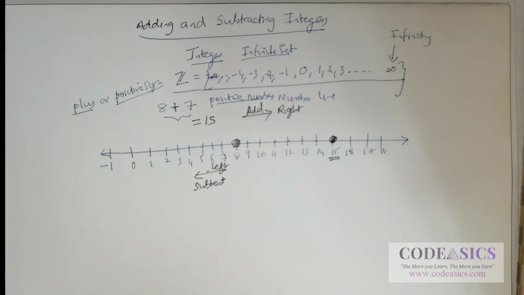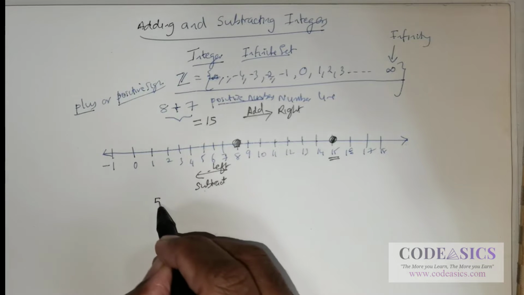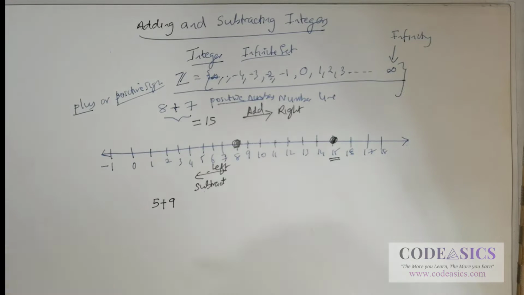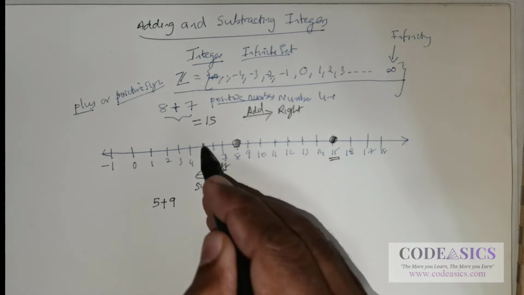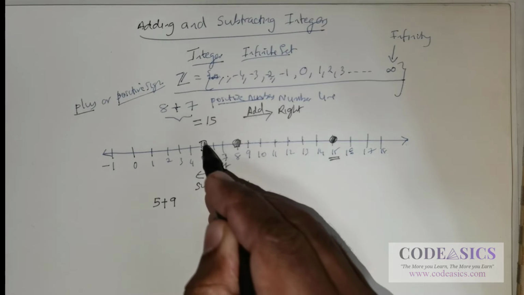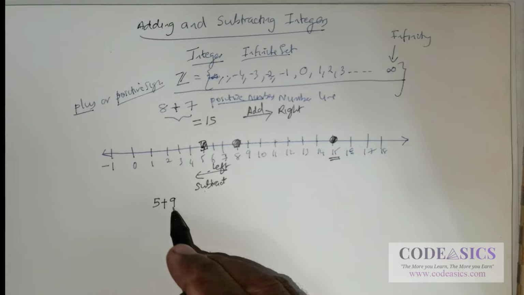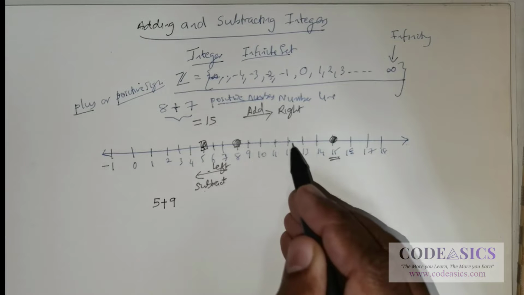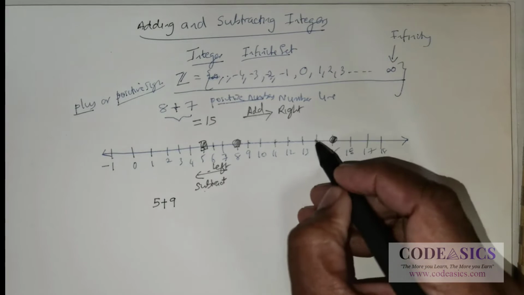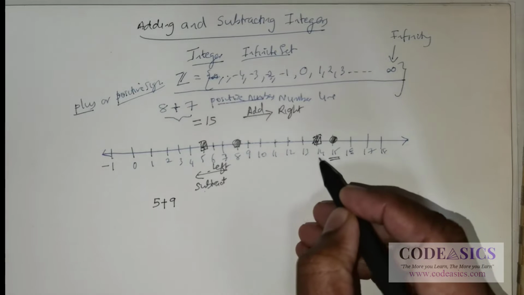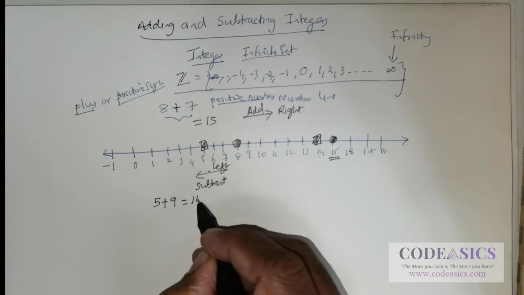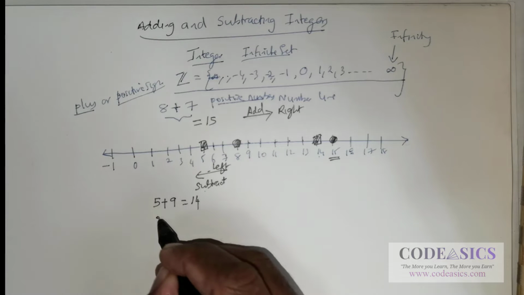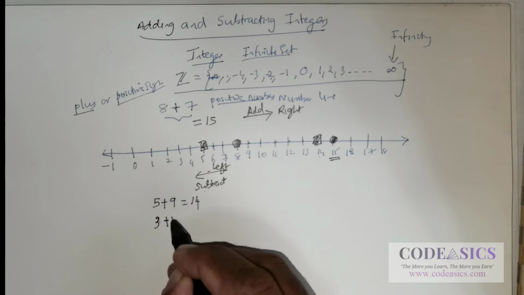So suppose someone is saying, come on, show me how to add 5 with, say, 9. What do you need to do? Look for 5 on the number line. I'm placing a box here just to identify it. Now from 5 you have to count 9. So 1, 2, 3, 4, 5, 6, 7, 8, 9. This is where you land up. Now what is the number you see? 14. That's the answer.